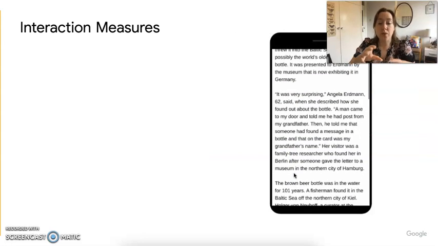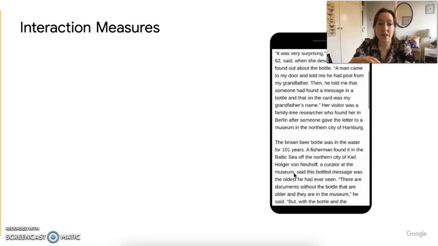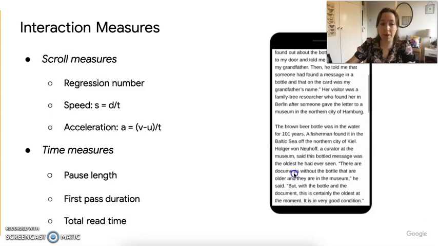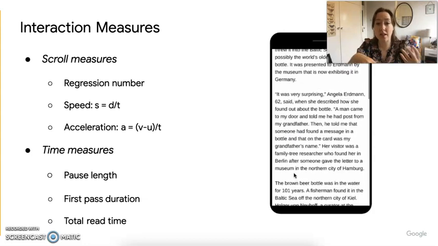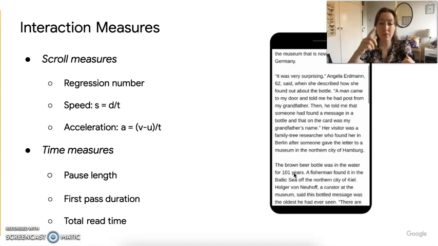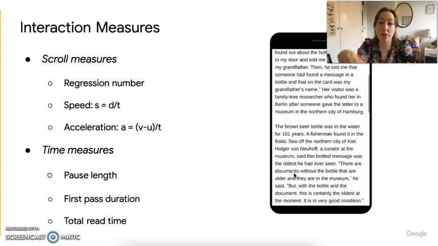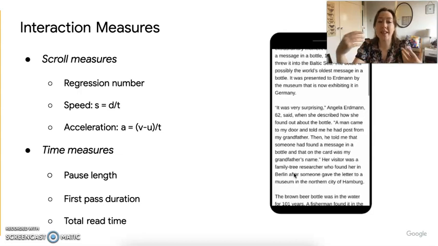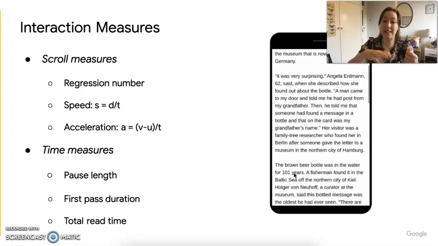And so, as I said, once we present these texts to readers, we measure the interactions. And there's two kind of groups of interactions that we measure. The first are a set of scroll measures. So this is things like the speed, the acceleration as they scroll through. So you can see on the right here, there's an example of someone scrolling through a text as they read. And things like the regression number. So do they recover areas of text as they read?